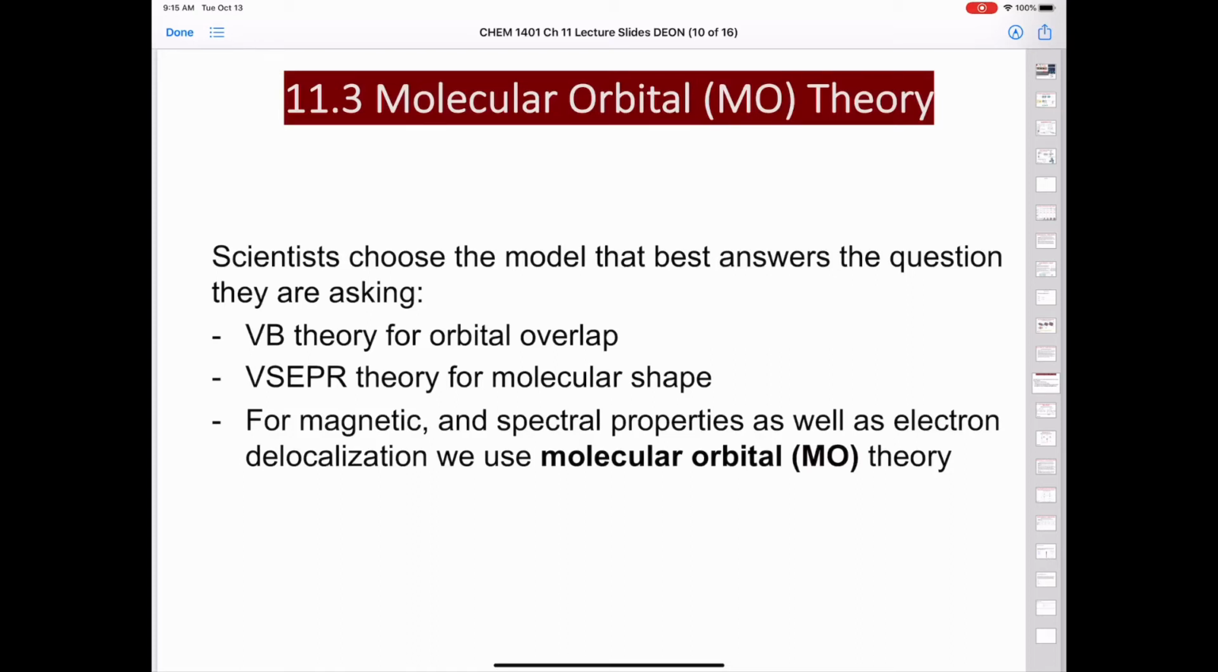Scientists choose the model that best answers the question they are posing. VSEPR theory for one about molecular shape, or valence bond theory for the one about orbital overlap. But neither model adequately explains magnetic and spectral properties, and both understate the importance of electron delocalization. To deal with these phenomena, which involve molecular energy levels, chemists apply molecular orbital theory, which we call MO theory.